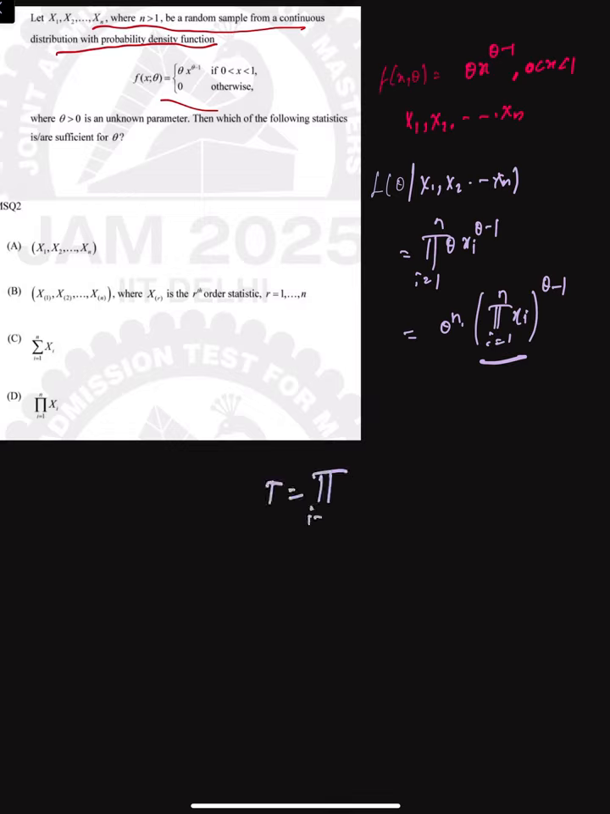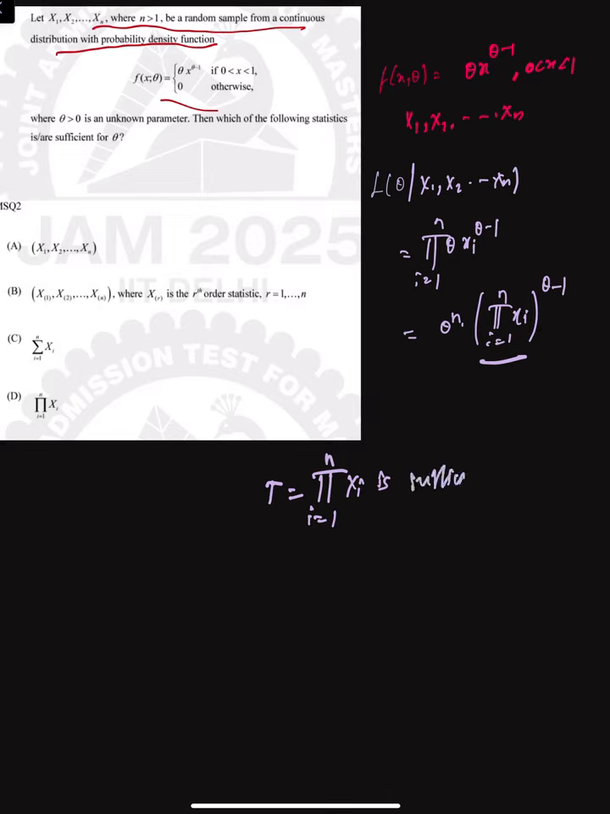So the likelihood L of theta given x1, x2 and so on xn is nothing but the product i equals 1 to n theta xi whole to the power theta minus 1, which is theta to the power of n, the product i equals 1 to n xi whole to the power theta minus 1. If we denote this by some t, we can see that the likelihood depends on the data only through this t. Therefore t equals the product i equals 1 to n xi is sufficient for theta.